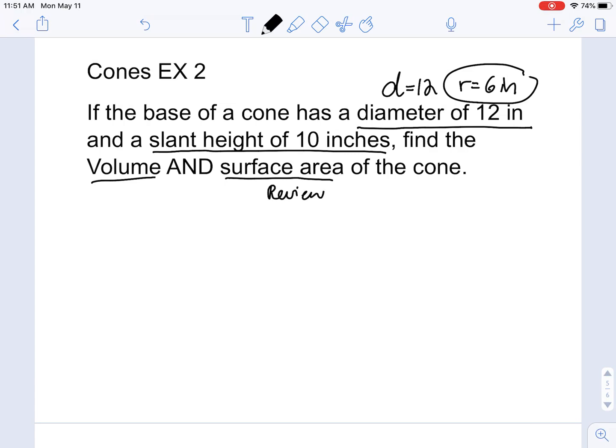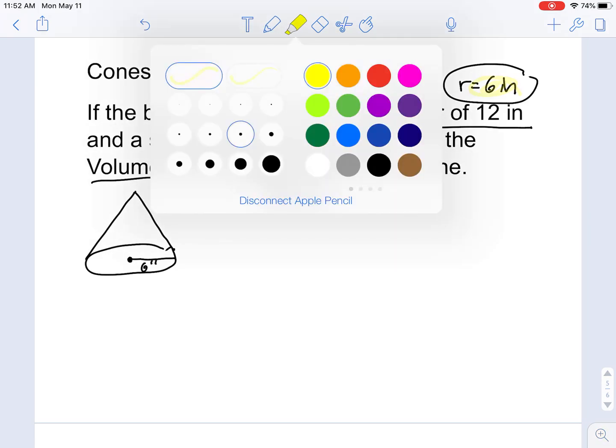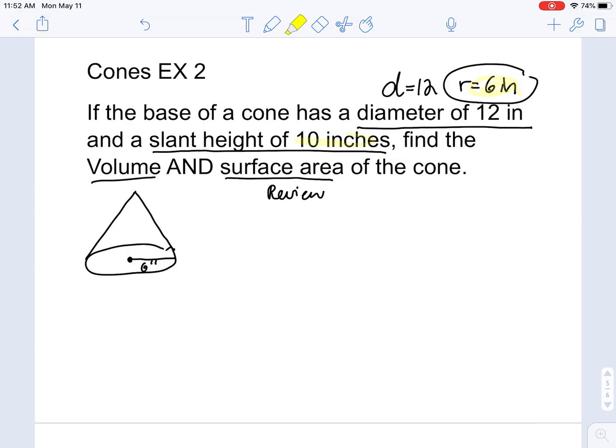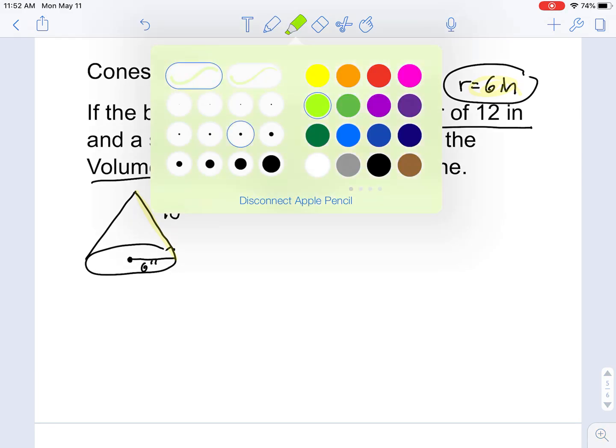So we're going to do a quick review of how to find surface area here as well. Think about the diagram here. We know it's a cone with a circular base. We know that the radius of our base is 6 inches. So if I draw in that radius of 6 inches, and I gave you the slant height of 10 inches. So there's my slant height, and my slant height is 10 inches.